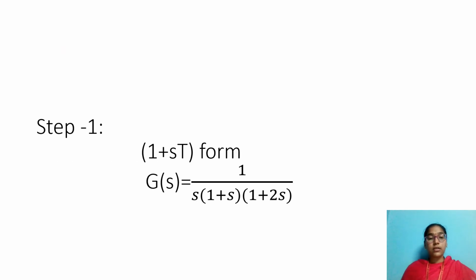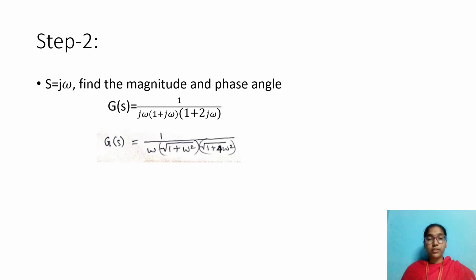Step 1: for every problem, first we have to check whether the function is in 1 plus ST form. Yes, this function is in 1 plus ST form. Now we'll move to the second step. In the second step, we find the magnitude and phase angle. For this, we substitute S equals j omega.